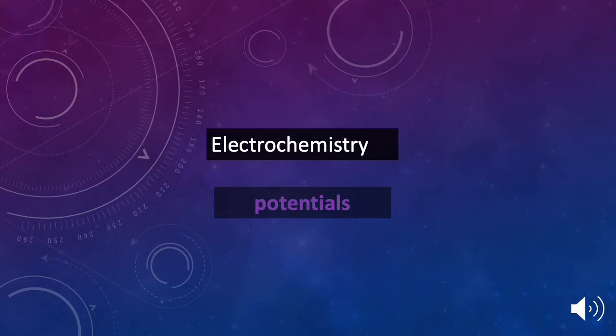Today we will focus on cell potentials and how to calculate them. Different redox reactions will have different cell potentials. If you choose your two reactants correctly, you can maximize the cell potential. Let's talk about how to do that.